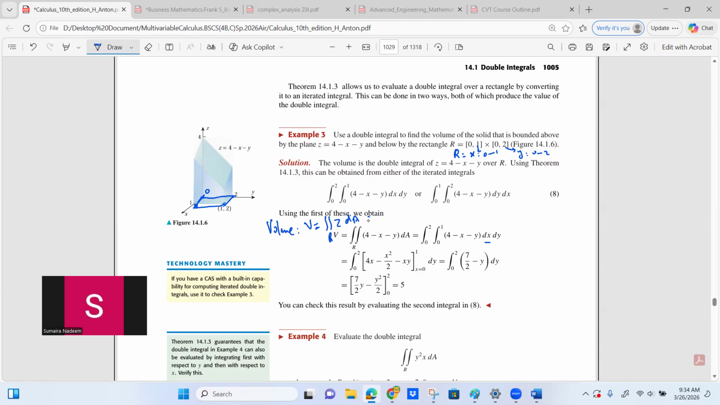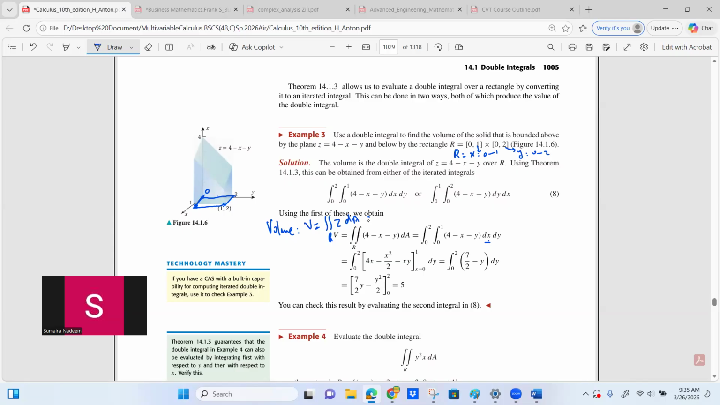Then applying the limits 0 to 1, only in x, not in y, because we are integrating with respect to x. So 4x minus x square by 2 minus xy, at the limit 1: 4 into 1 is 4, minus 1 square by 2, that is 4 minus 1 by 2, which is 7 by 2, minus y. 1 into y is minus y.